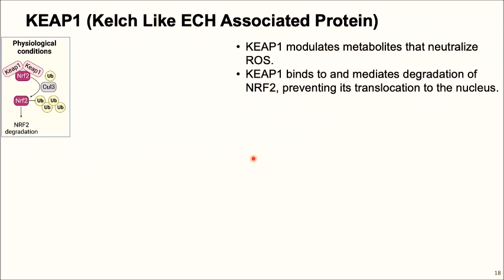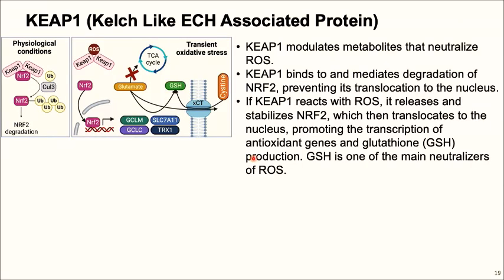So now some background on KEAP1. KEAP1 modulates metabolites that neutralize ROS. KEAP1 binds to and mediates the degradation of NRF2, preventing its translocation to the nucleus. So if KEAP1 reacts with ROS, it releases and stabilizes NRF2, which then translocates to the nucleus, promoting the transcription of several antioxidant genes and glutathione. Glutathione is one of the main neutralizers of ROS.